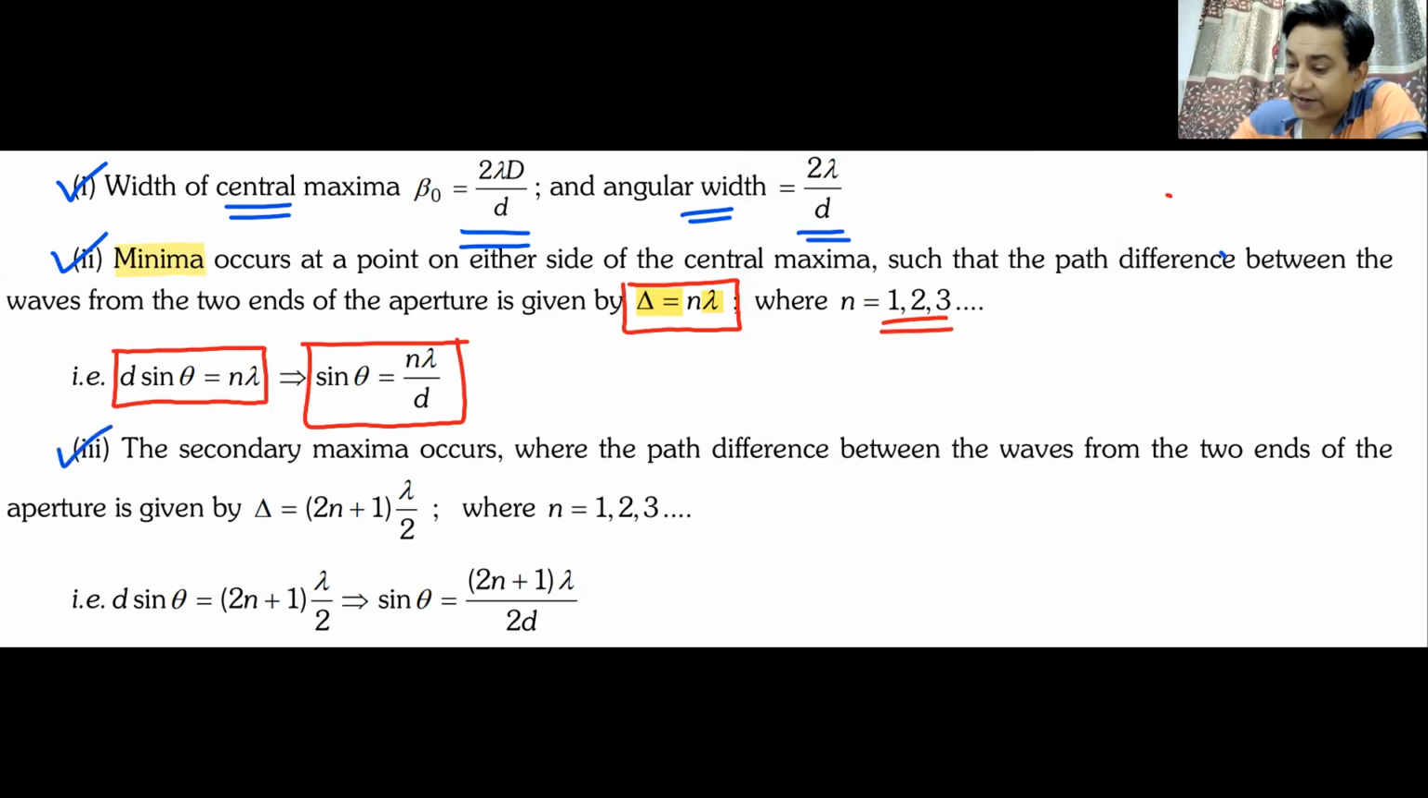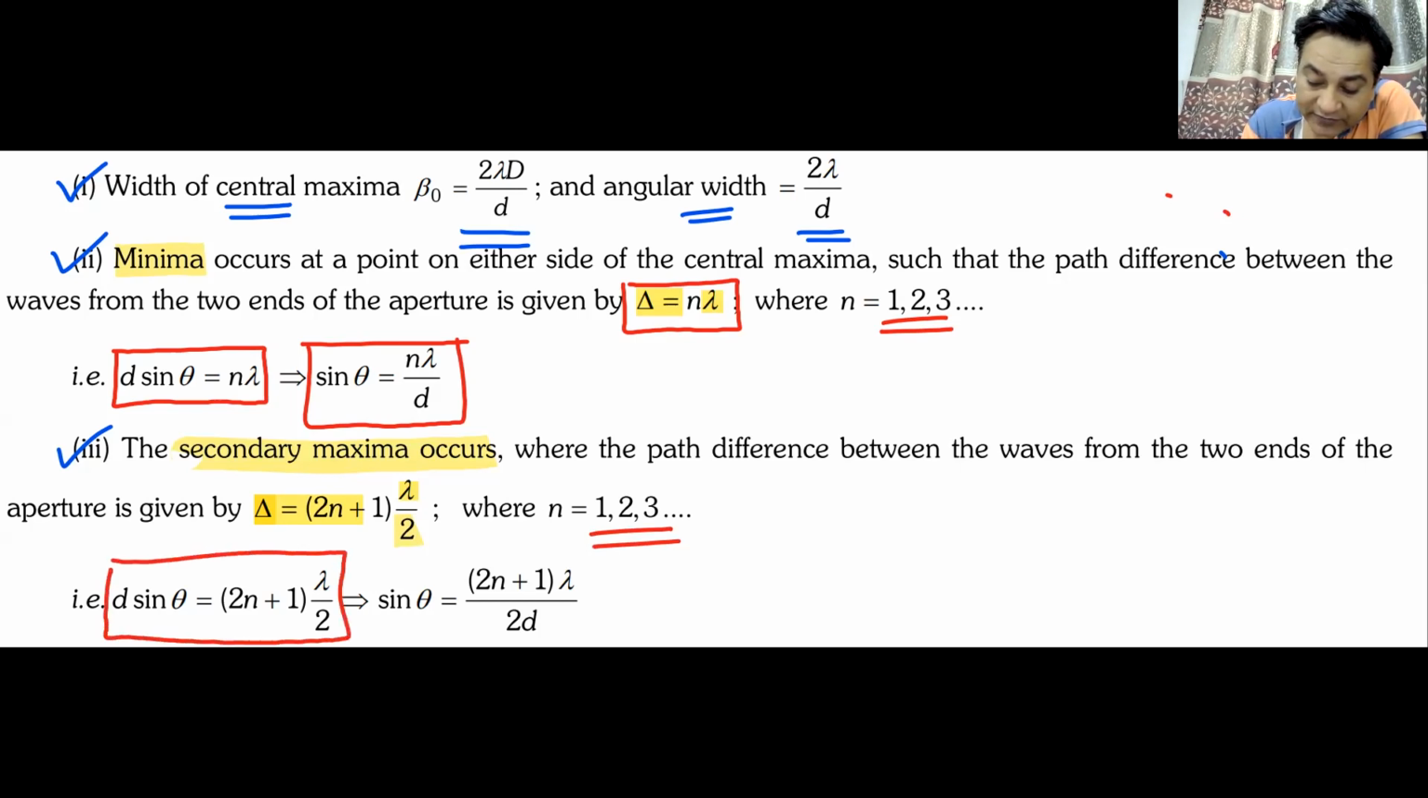Point number 3: the secondary maxima occurs when the path difference is (2n plus 1) lambda by 2, or you can write (2n minus 1) lambda by 2. The only difference it will make is where the n starts. If you write 2n plus 1, the n will start from 1. That means to get the first secondary maxima, you write n as 1, and that is how you can find the position of the secondary maxima.